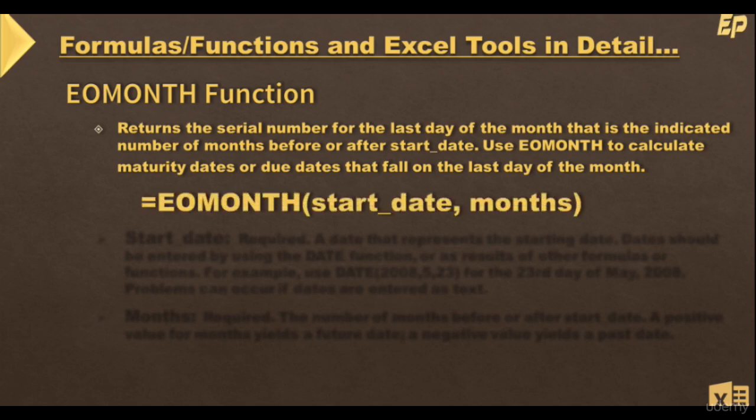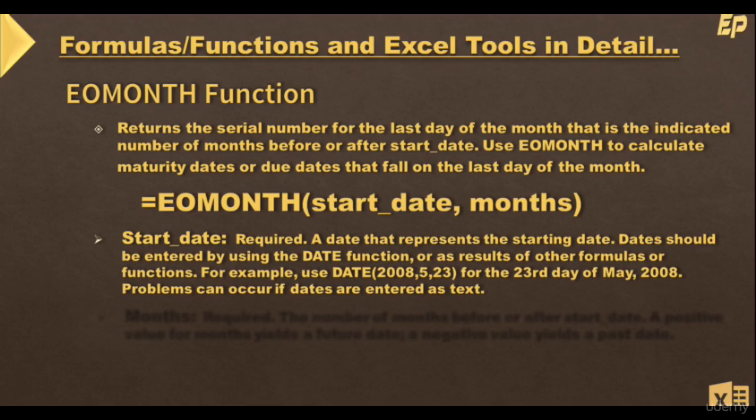So the syntax of end of the month is equal to EOMonth, start date and months. Start date is a required argument, a date that represents the starting date. Date should be entered by using the date function as we saw before, or as a result of another formula or function. For example, use date 2008 as the year, 5 as the month and 23 as the date. So that will be 23rd May 2008. Problems can occur if the dates are entered as text. Usually Excel will not recognize it as a number and will generate an error.